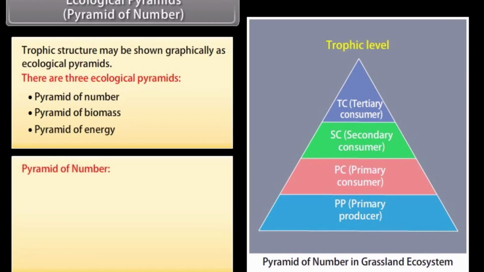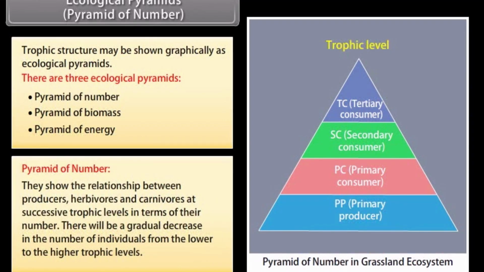Pyramid of number. They show the relationship between producers, herbivores and carnivores at successive trophic levels in terms of their number. There will be a gradual decrease in the number of individuals from the lower to the higher trophic levels.